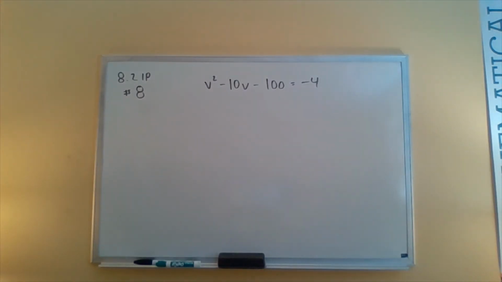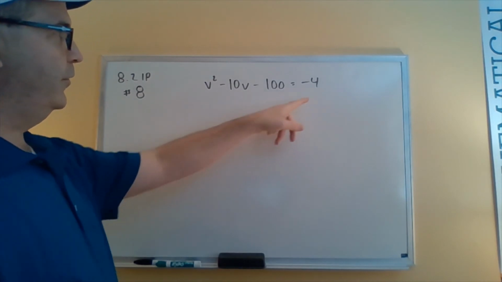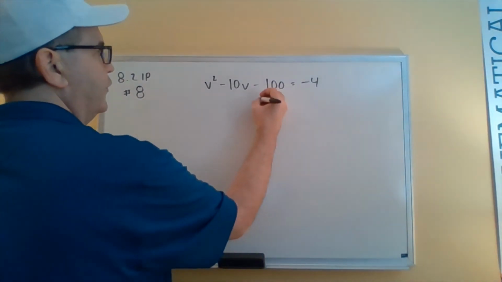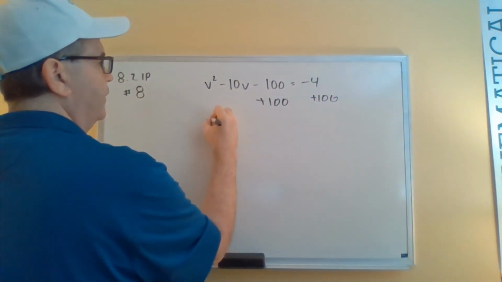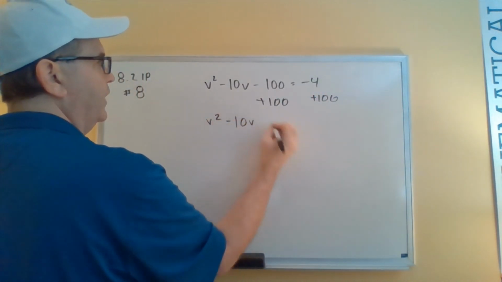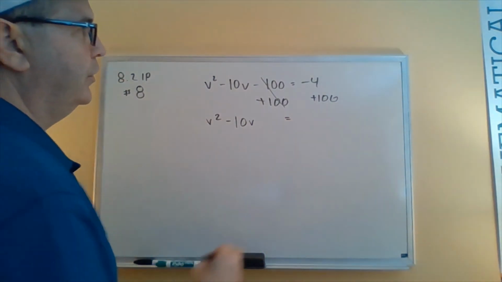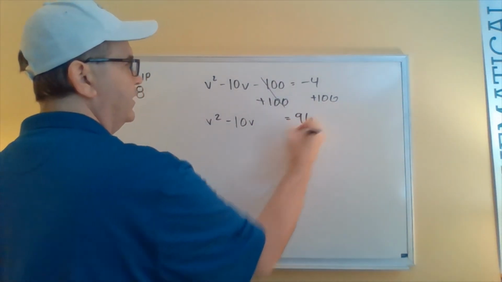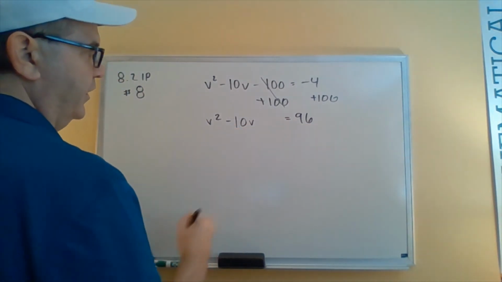Here's number 8. We have v squared minus 10v minus 100 equals negative 4. I need to rewrite this equation so my variable terms are on the left, my constant is on the right. So I'm going to add 100 to each side. I will get v squared minus 10v, my hundreds cancel each other out, equals, well, negative 4 plus 100, that is 96. So now I have my variable terms on the left, my constant on the right.